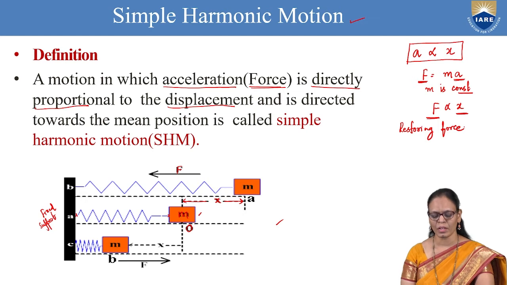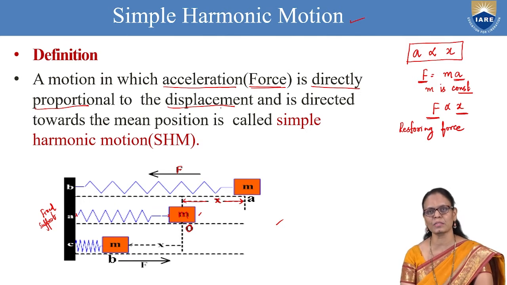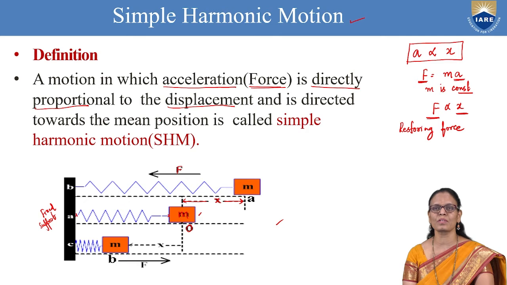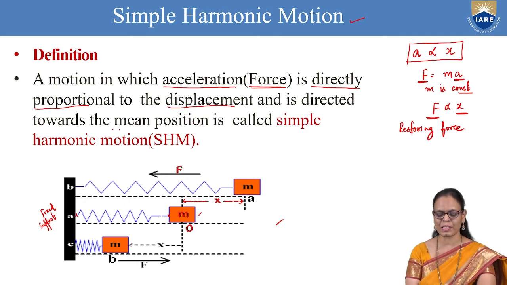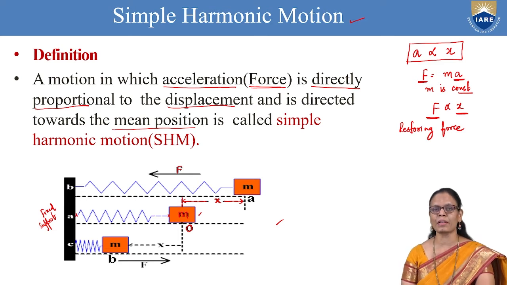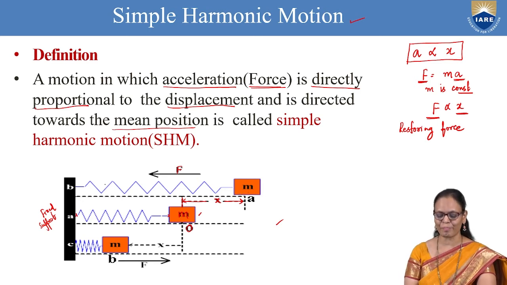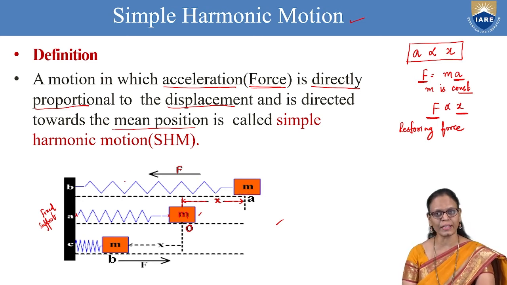So in a motion in which the force or the acceleration is directly proportional to the displacement and is directed towards the mean position, the second step is that it is directed towards the mean position. If this is the equilibrium position, when we displace it here, the body will oscillate about the mean position, but it will come back to the mean position. Whichever direction it goes, the restoring force is always towards the mean position.